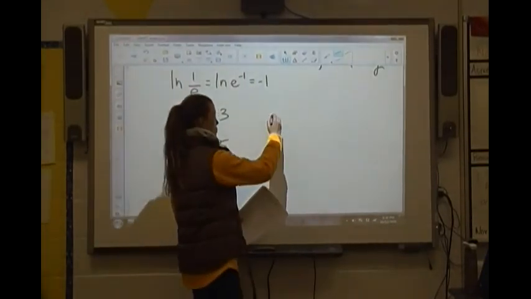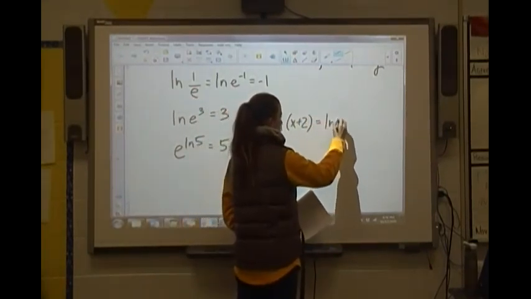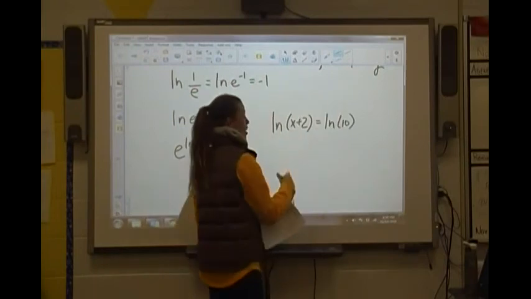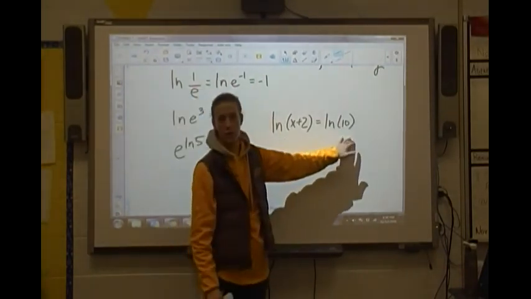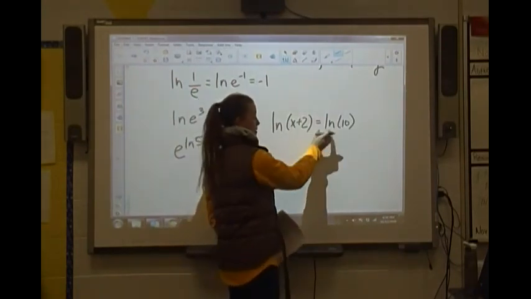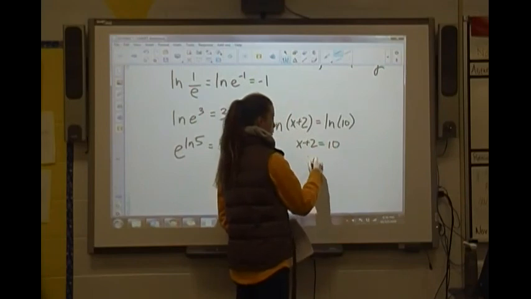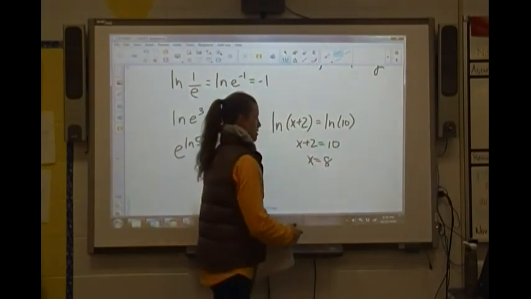And finally, let's just throw in a one-to-one property for good measure. So natural log of x plus 2 equals natural log of 10. So then if they both have the same base of e, we have x plus 2 is equal to 10. So x equals 8. So that's it.